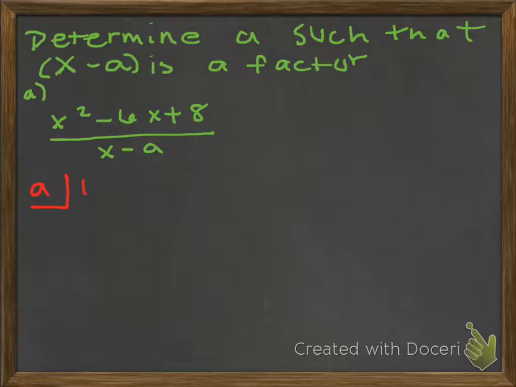I have 1x squared minus 6x and a positive 8. So I'm going to drop this down. 1 times A is A.